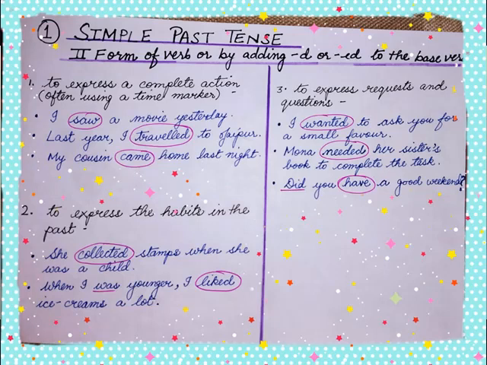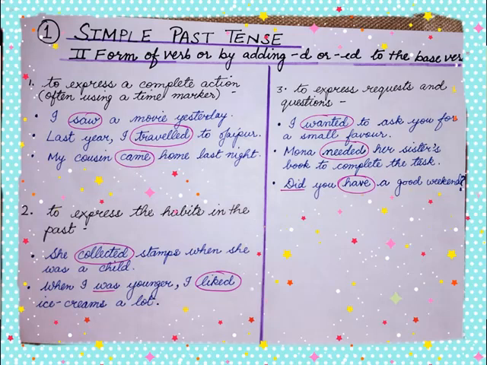Second example, when I was younger, I liked ice creams a lot. The word was is an auxiliary verb. It shows you past tense, and then the word liked is made with the help of ed. That is simple past tense.